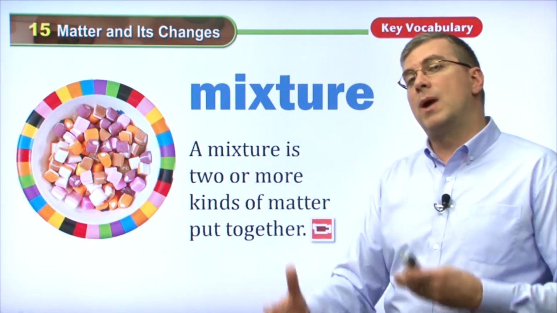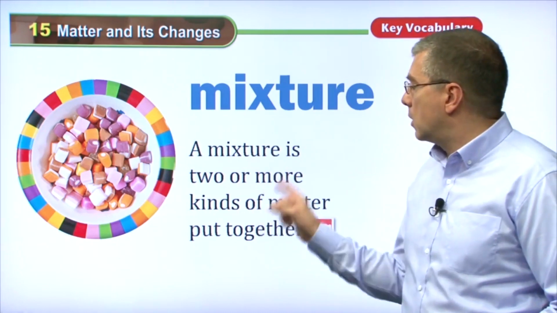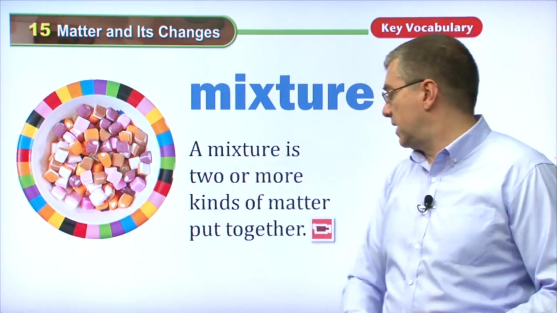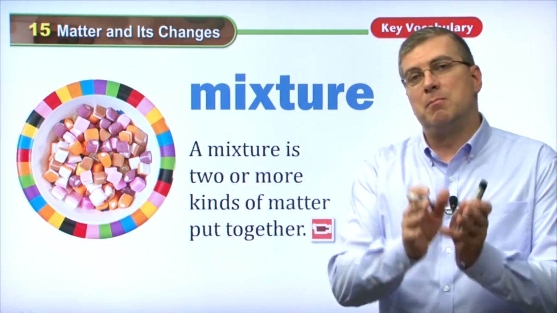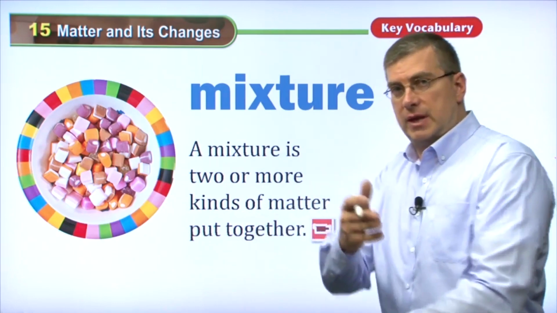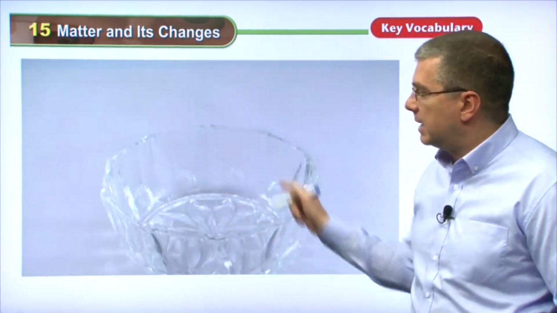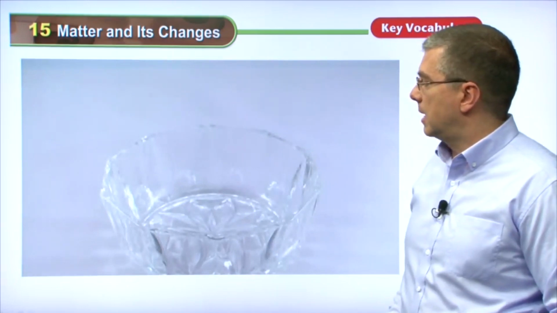Now, there's a couple of different ways that we can mix things. We're going to look at one way in the video, but we're going to mix two or more kinds of things together. We're going to make a mixture. So we mix things together. The result is a mixture. Let's take a look. Here we have a candy dish. What's going to go inside? Okay, let's take a look.